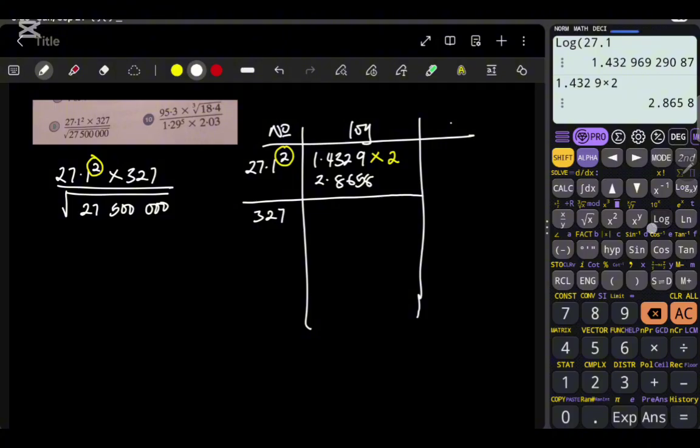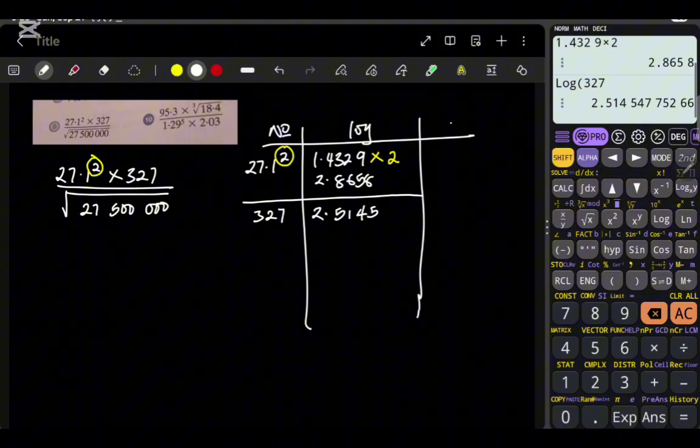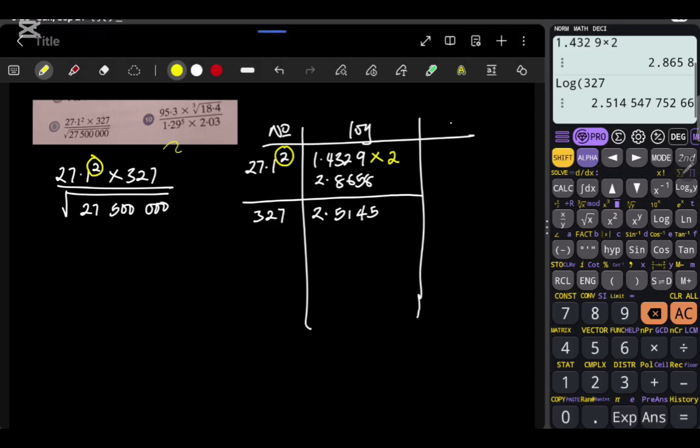So we go log 327, and that gives you 2.5145. So as you can see here, you're multiplying these two numbers. So multiplication in log means addition. So we're going to add these two numbers here.